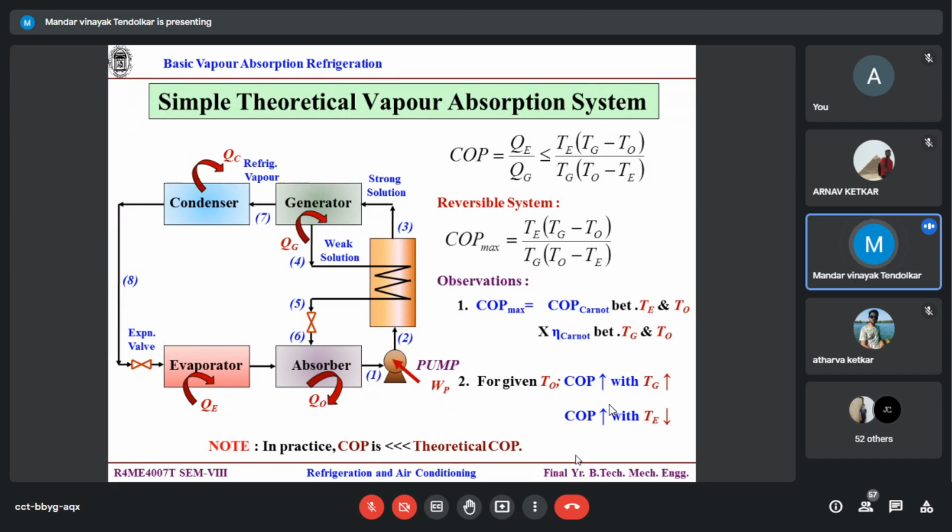If while calculating in your MST, EST, whatever it is, if you find out the COP as 2.3, then cross-check the answer. Okay, 0.5, 0.7, not more than that.